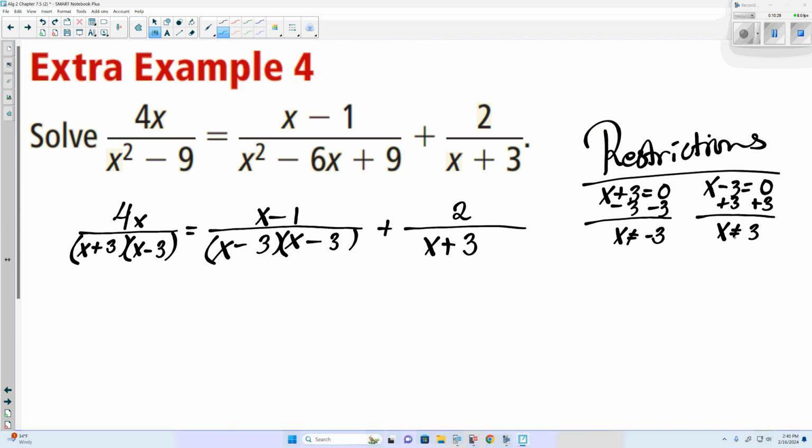So our two restrictions for this here, we can write as one statement, x cannot be positive or negative 3. Questions on our restrictions before we start multiplying? So, what are we going to need to multiply everything by? We would need x plus 3 and x minus 3 for sure.